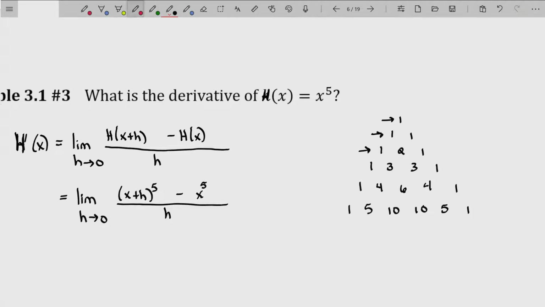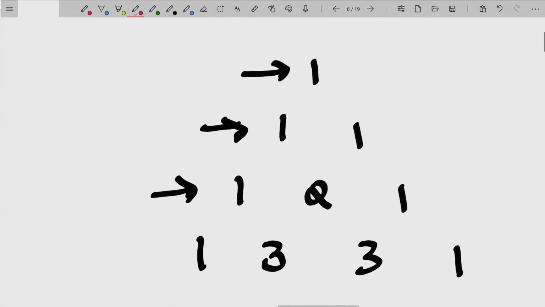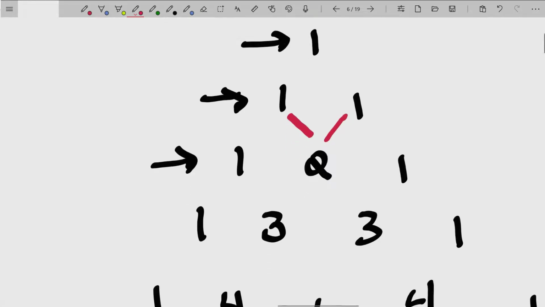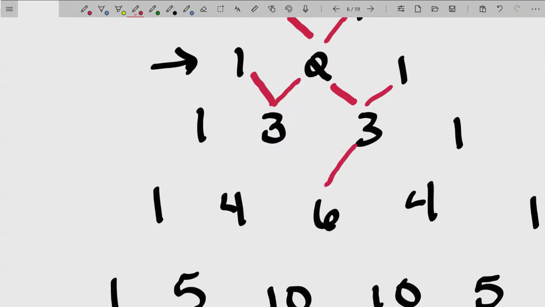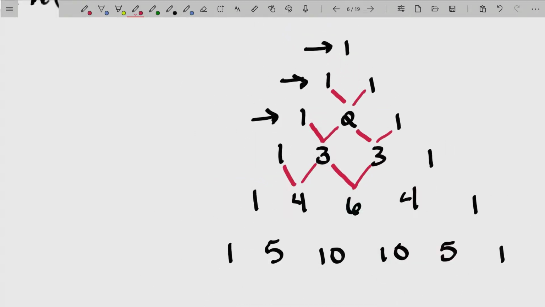But then the inner stuff that you start getting, like that 2, is just the sum of these two diagonals. This 3 is the sum of 2 and 1. This 3 is the sum of 2 and 1. This 6 is the sum of 3 and 3. This 4 is the sum of 1 and 3, and so on and so forth down the line.